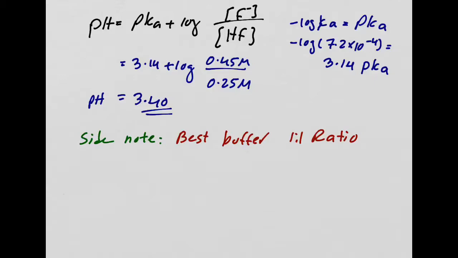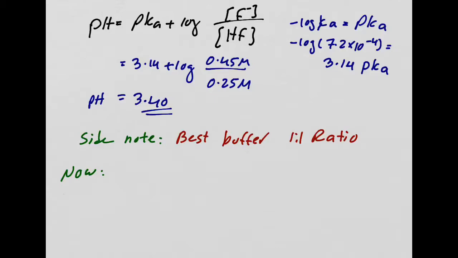The reason the best buffer is a 1-to-1 ratio is that then the log term goes away and the pH ends up being equal to the pKa. So if this was a 1-to-1 ratio, the pH would equal pKa. So that's the best buffer. We already know this is not the best buffer, but it's not bad, it's still a buffer. Now, we have this original solution. What are we doing to this original solution?